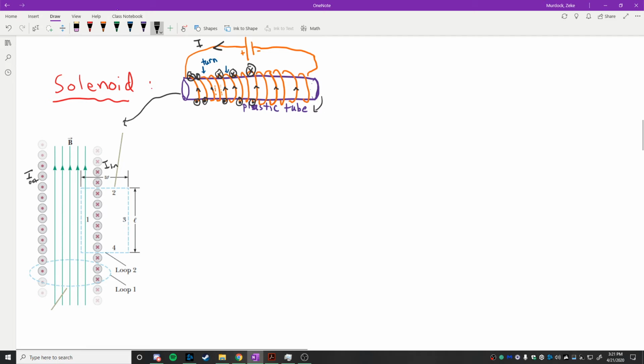I should have written, by the way, that this is just copper wire. It could be any wire. It could be silver wire. Okay, so I guess it's clicking for some people. That's good.